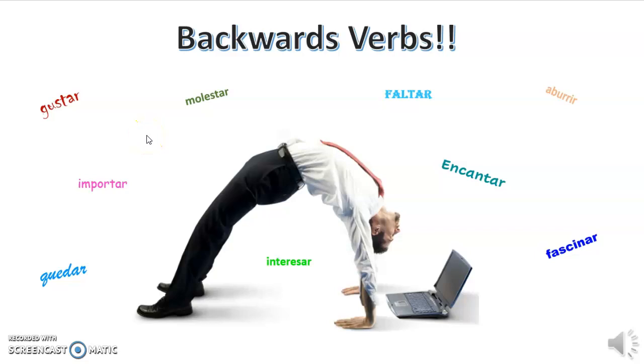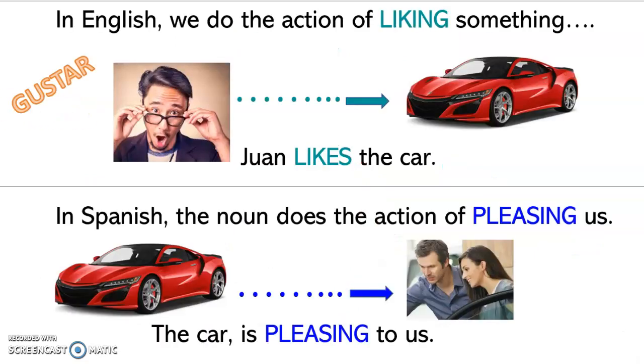Hi guys, I just want to clarify some things for verbs that we call backwards verbs, and these are like gustar, encantar, fascinar, etc. So you learned that the verb gustar means to like, but in reality it means it is pleasing, to be pleasing.